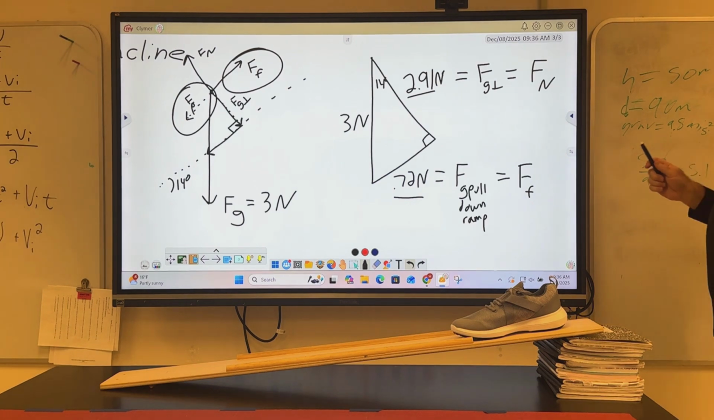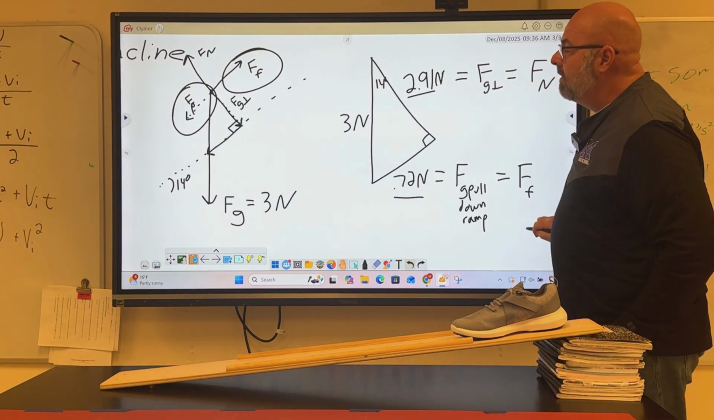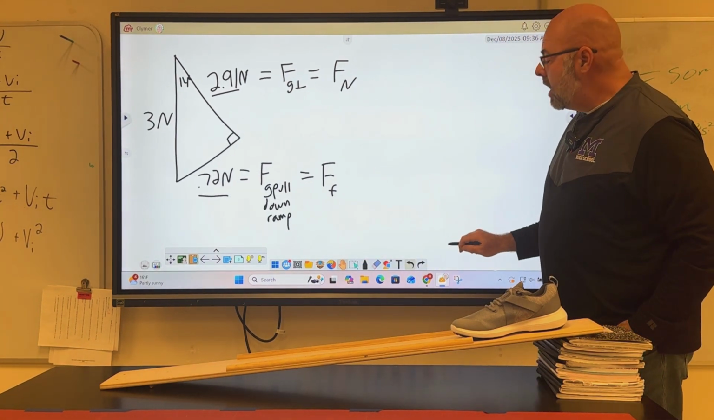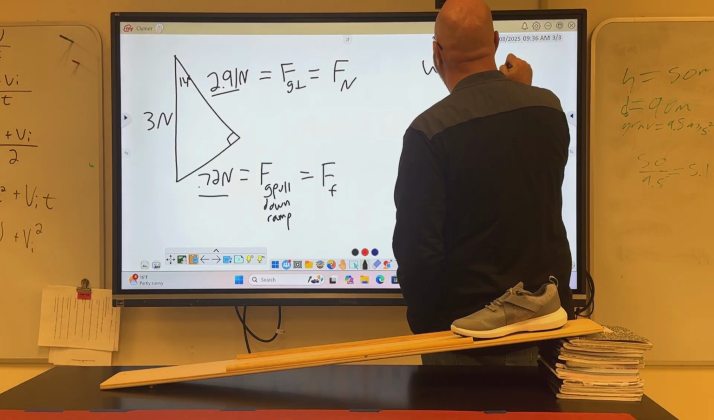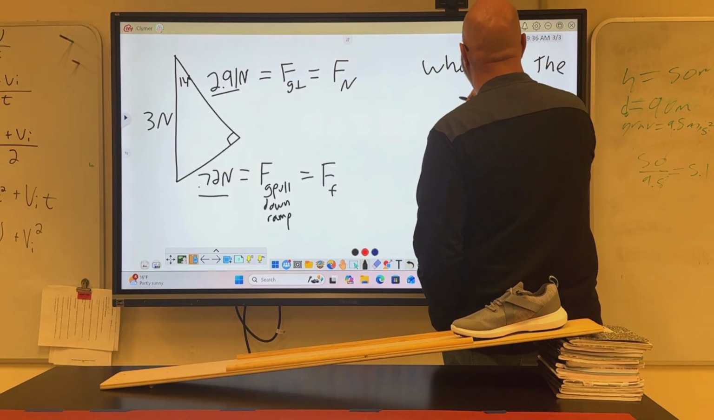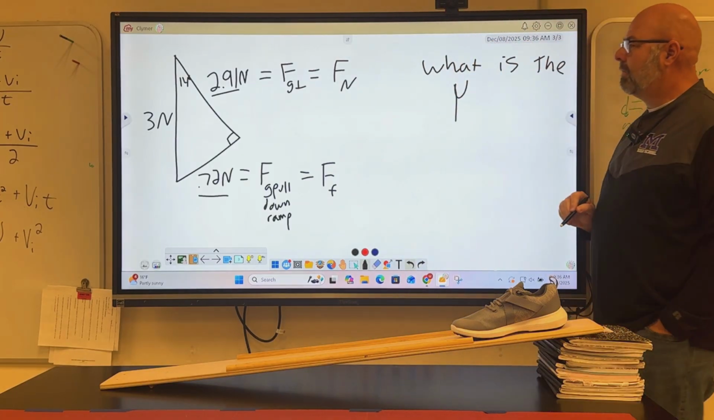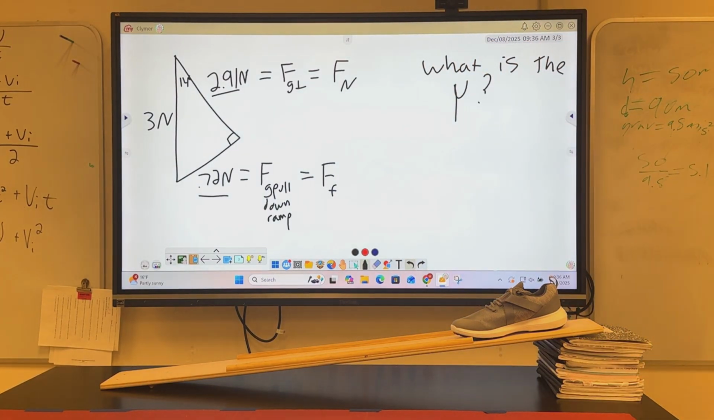All right, so let's do one last thing. At 14 degrees, what is the coefficient of friction for our shoe and our ramp? Can we calculate this? Given what we just calculated, can we find mu? Maybe.